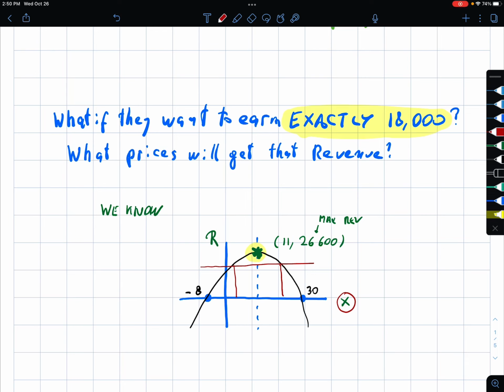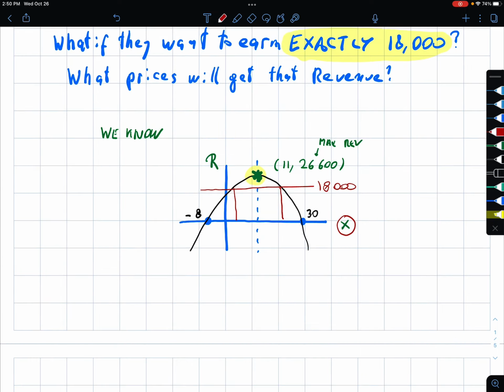I need to figure out $18,000 exactly. And now I'm going to either make it cheaper or make it more expensive. If I make it cheaper, I'll sell more quantity and get to 18,000. Or if I make it more expensive, I'll sell less quantity, but I'll still get to 18,000. So how do we do this?